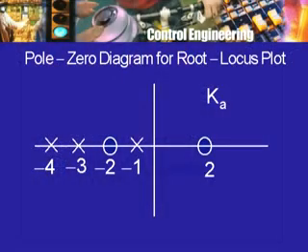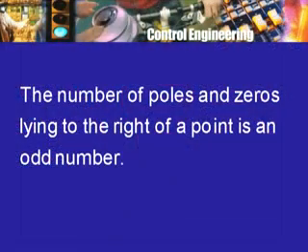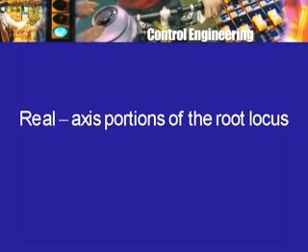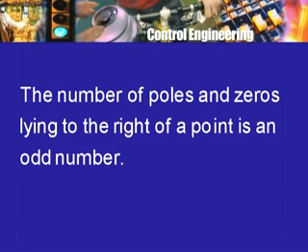Now the rule says that a particular point or any particular real number is on the root locus if the number of poles and zeros to its right on the real axis is an odd number. So I will write it here, number of poles and zeros to the right are odd in number. Let me repeat, a point on the real axis belongs to the root locus if the number of poles and zeros to the right of that point lying on the real axis is an odd number.